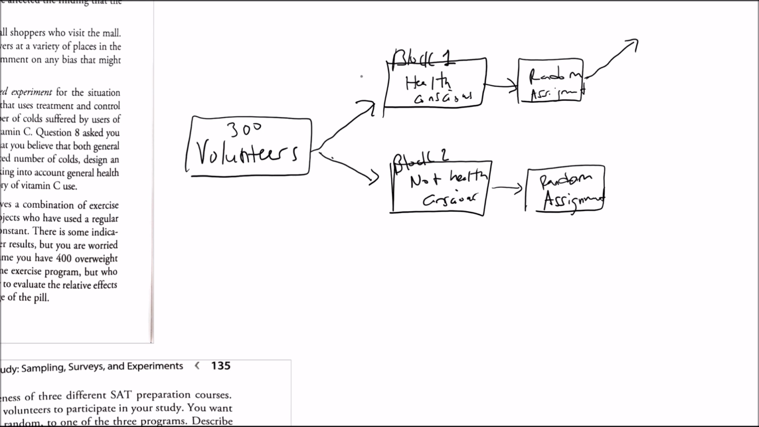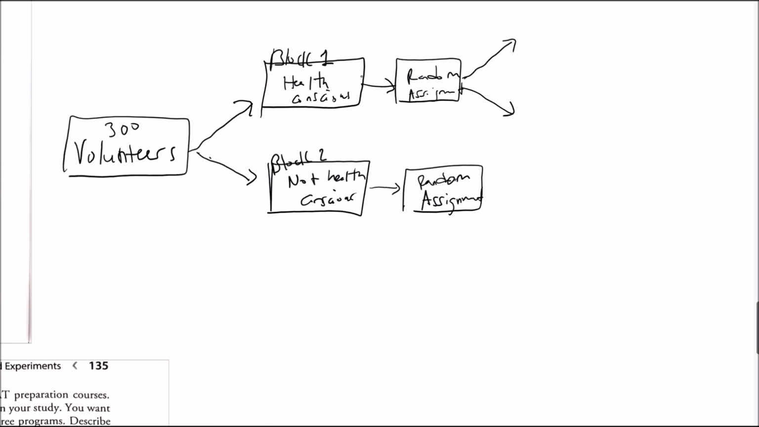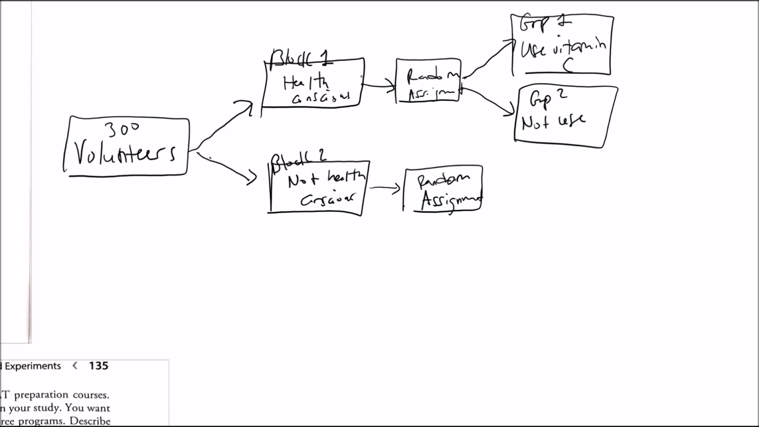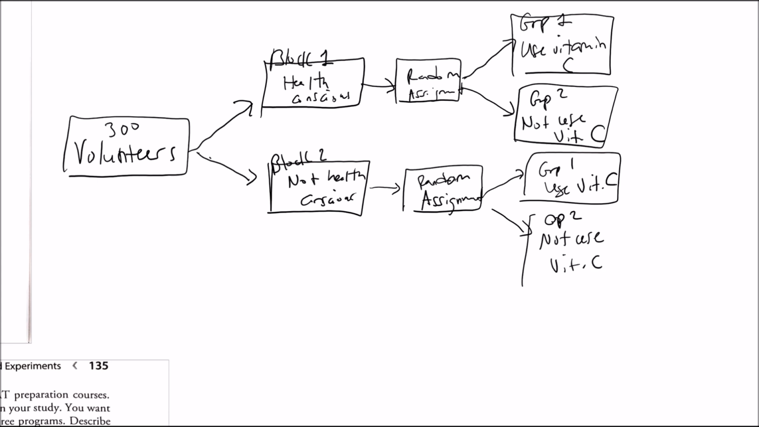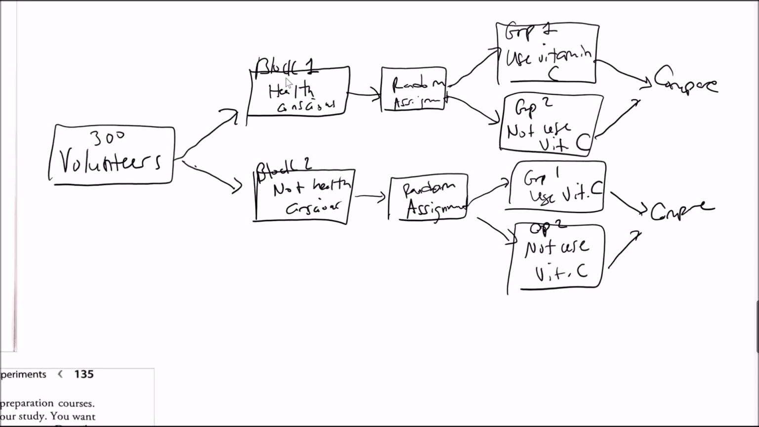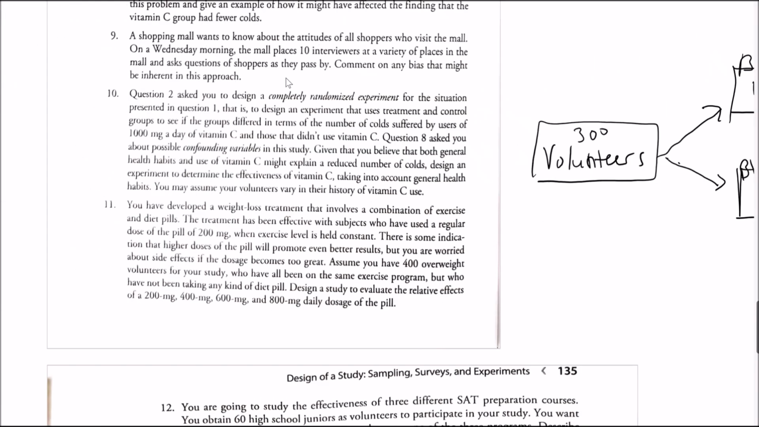And then we're going to break them up into 2 groups, right? Randomly assign them. Group 1 is going to use vitamin C, and then group 2, not use vitamin C. And same for this one. All right, and then once you do that, you compare the results between the groups. So it might look something like that, just to give you an idea of the block design here.